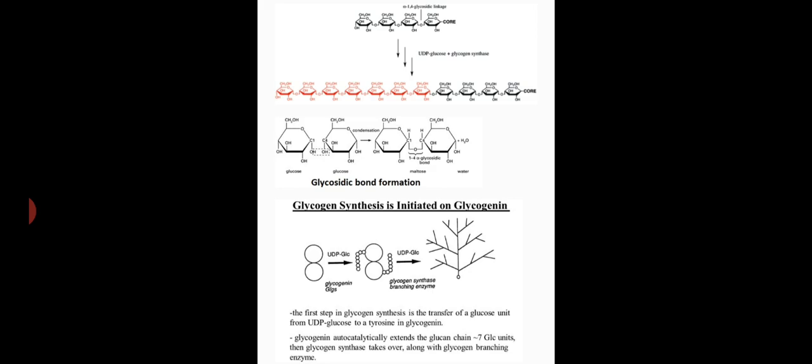UDP glucose is then added to the non-reducing terminal residues of glycogen. It is transferred to the hydroxyl group at carbon 4 terminus of glycogen to form an alpha 1,4 glycosidic linkage. In the process, UDP is displaced by the terminal hydroxyl group of the growing glycogen molecule. The reaction is catalyzed by glycogen synthase, which is a key regulatory enzyme in glycogen synthesis.